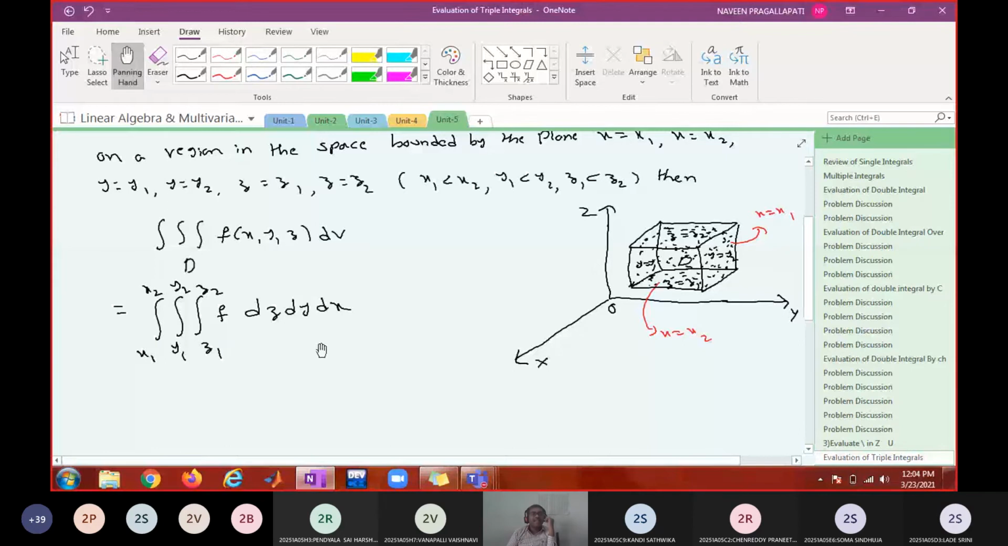And how do you evaluate this integral of f of x, y, z dz dy dx? Are you there? Please respond. You evaluate the integral by integrating with respect to one variable and treating the remaining variables as constants.